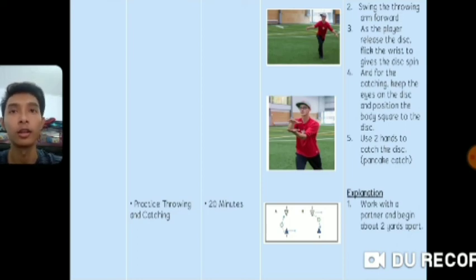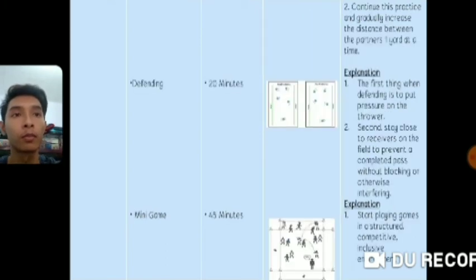The third activity is practice of throwing and catching. It is estimated at 20 minutes. This practice is to increase efficiency in throwing and catching as well as to form understanding between players. For the explanation, work with a partner and begin about 2 yards apart. Then continue this practice and gradually increase the distance between the partners 1 yard at a time.